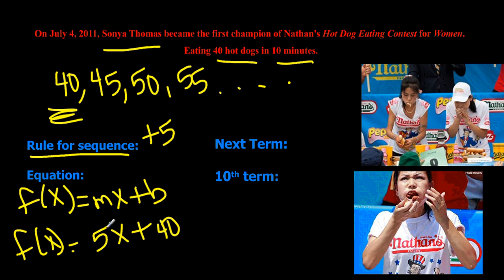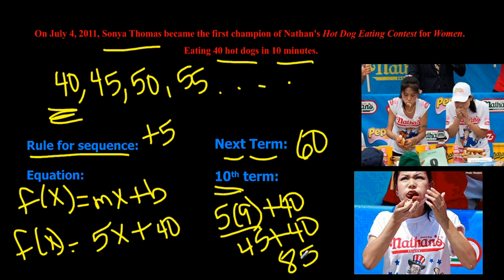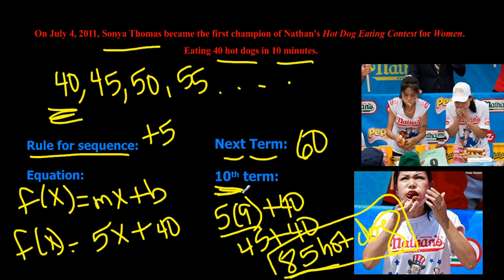So then I could think about the next term in my sequence. If I get 40, 45, 50, 55, the next one would be 60. And I think about finding that 10th term. So again, we would fill in 5 times 9 to get the 10th term, plus 40. And 5 times 9 is 45, plus 40 would give me 85. Ooh, that is so close to Joey's goal. It's certainly going to put her in the running with Joey after the 10th competition.